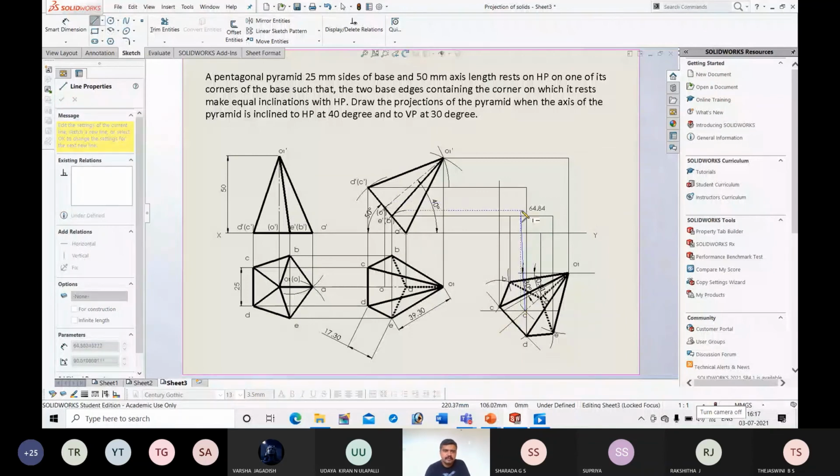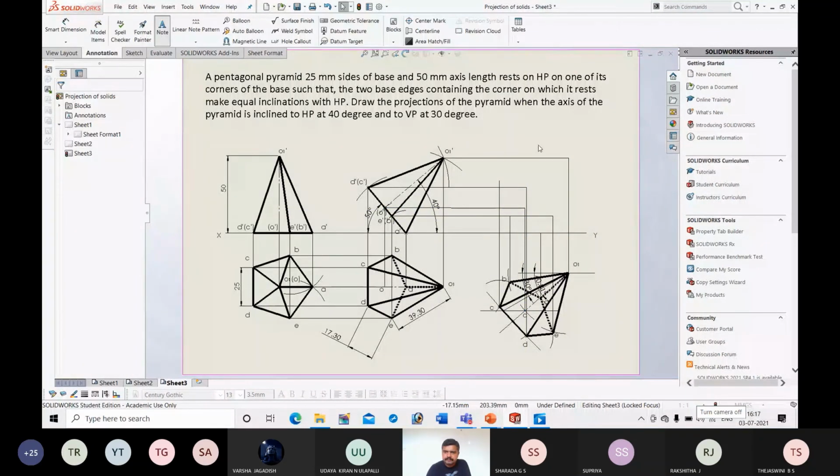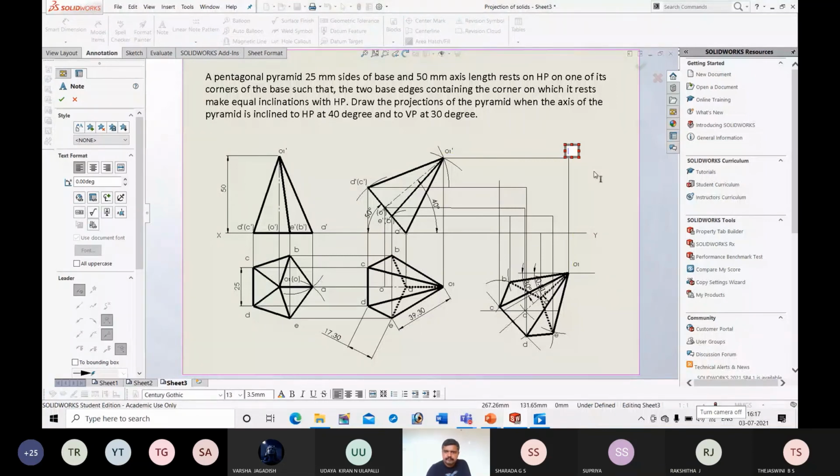Next I will name the points. So this is O1 dash, next A dash, B dash, C dash, next D dash, E dash, and here this is center of base, so O dash.